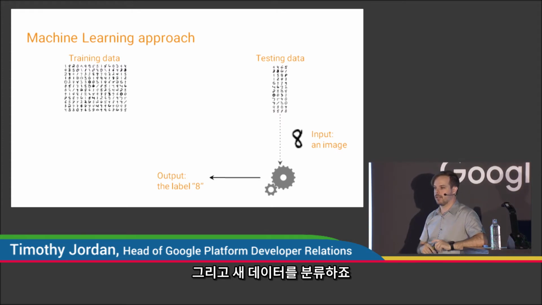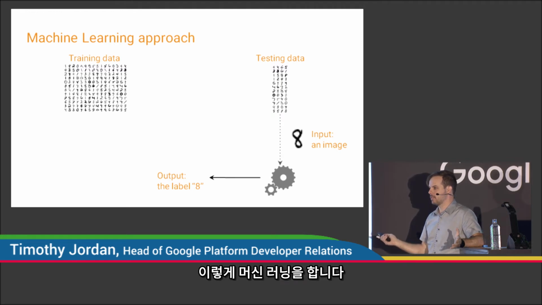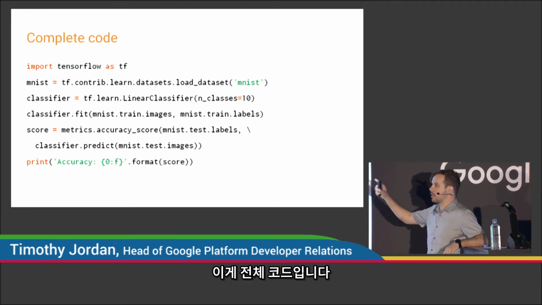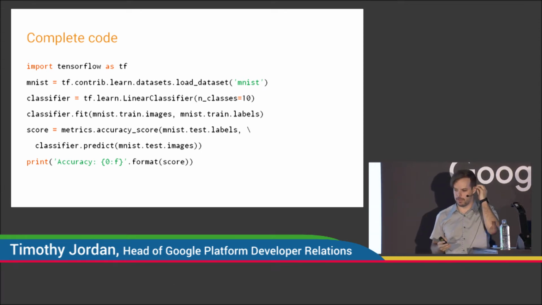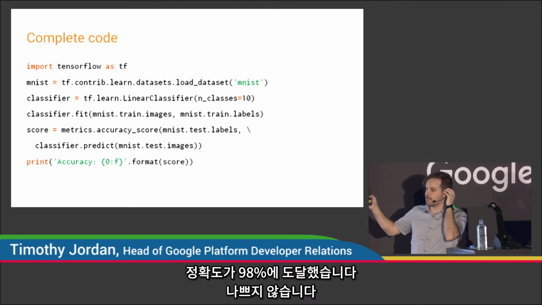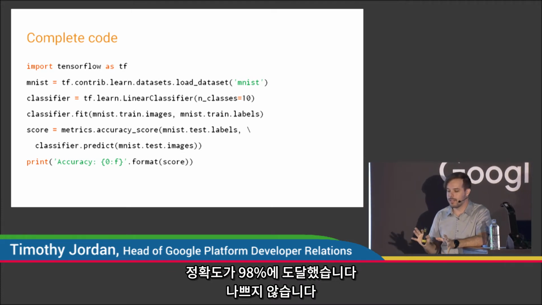And then we can use it to classify new data. And that's machine learning. So here's the complete code to do all of that. It's just 6 lines of TensorFlow. Now with this, we get about 90% accuracy, which is pretty good.